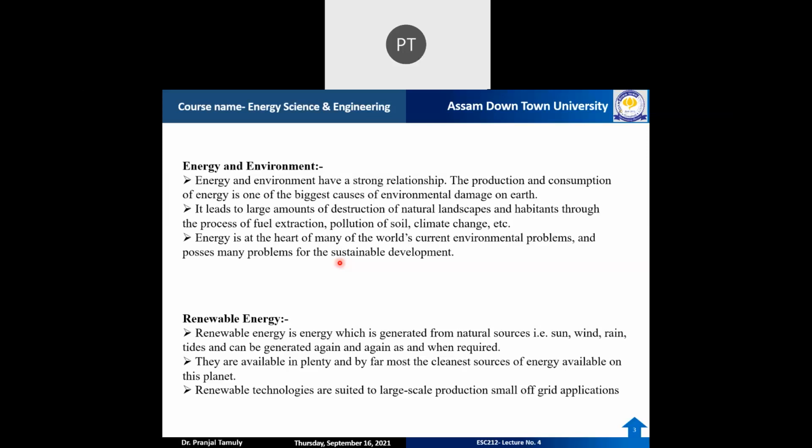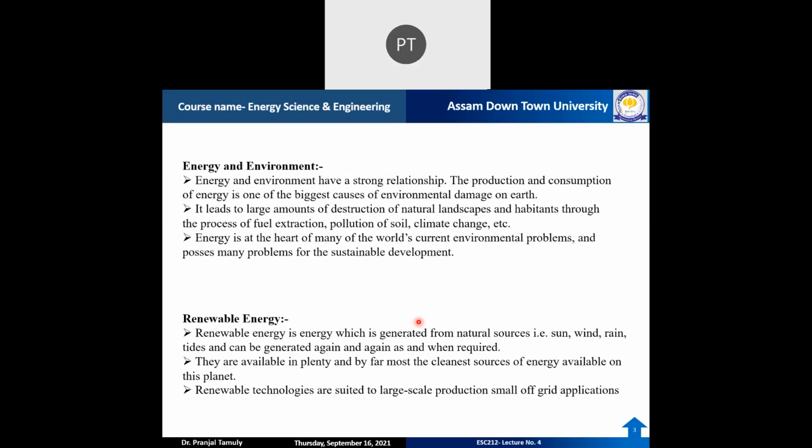So what can we do about it? In general, by avoiding fossil fuels, we can always use renewable sources of energy. What do we mean by a renewable source of energy? Renewable energy is generated from nature, that is sun, wind, rain, tides, which can be generated again and again as one would require. For this kind of energy, we don't have to burn fossil fuels or nuclear elements. This kind of energy is available fully in nature, so we have to tap it appropriately and use it for our requirement.